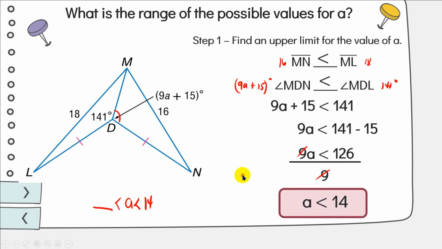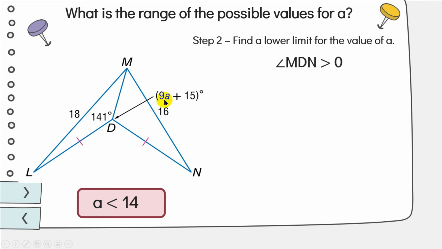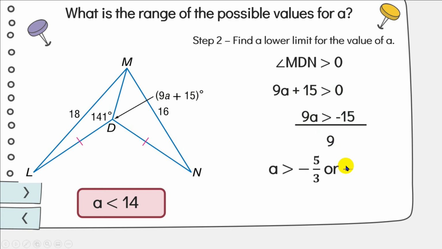And to get the lower limit, anong gagawin po? So, kunin yung 9a plus 15, which is yung measurement ng angle D, MDN. Gawin natin siyang greater than 0. Dahil nga po, yung angle ay hindi pwede maging equal to 0 and less than 0. Kaya, greater than 0 dapat. So, solve algebraically, that will be negative 15 and divide both sides by 9. So, magkakaroon tayo ng decimal value or pwede namang i-lowest term na lang natin. Negative 5 over 3 or negative 1.66666667 or negative 1.7. So, ngayon baka nagtataka kayo, ma'am, bakit yan negative?